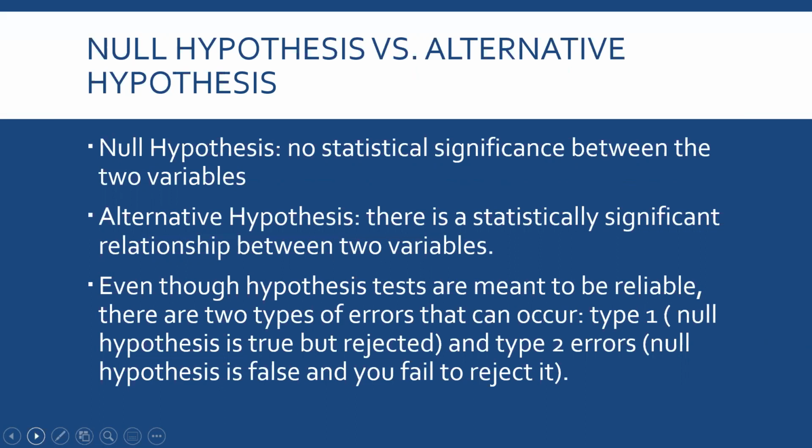Okay, so these are the two types of errors that we see, type 1 error and type 2, and it's based on the null hypothesis. If it's true, but you rejected it, this is type 1. If it's false, but you failed to reject it, this is type 2 error.